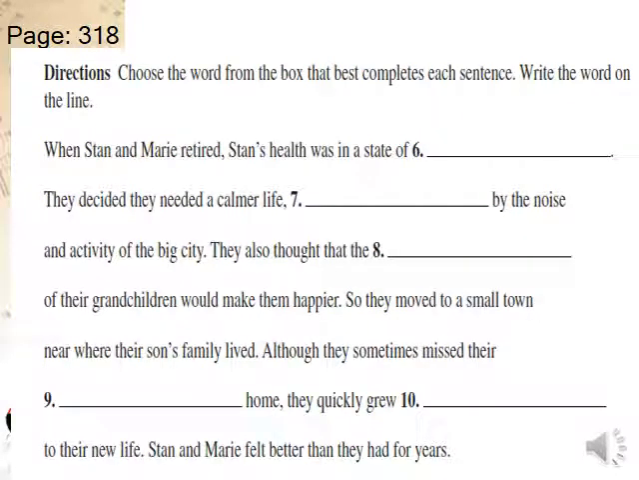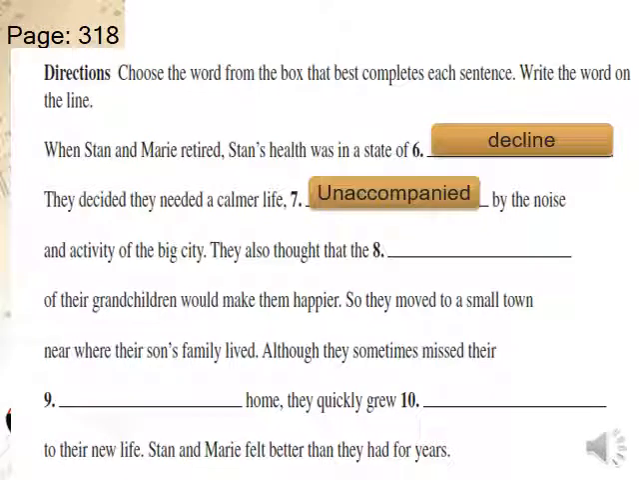Here, choose the word from the box that was in the previous slide that best completes each sentence and write the word on the line. When Stan and Mary retired, Stan's health was in a state of, not a good one, so in a state of decline. So decline could be used as a noun and as a verb. They decided they needed a calmer life, unaccompanied by the noise and activity of the big city.